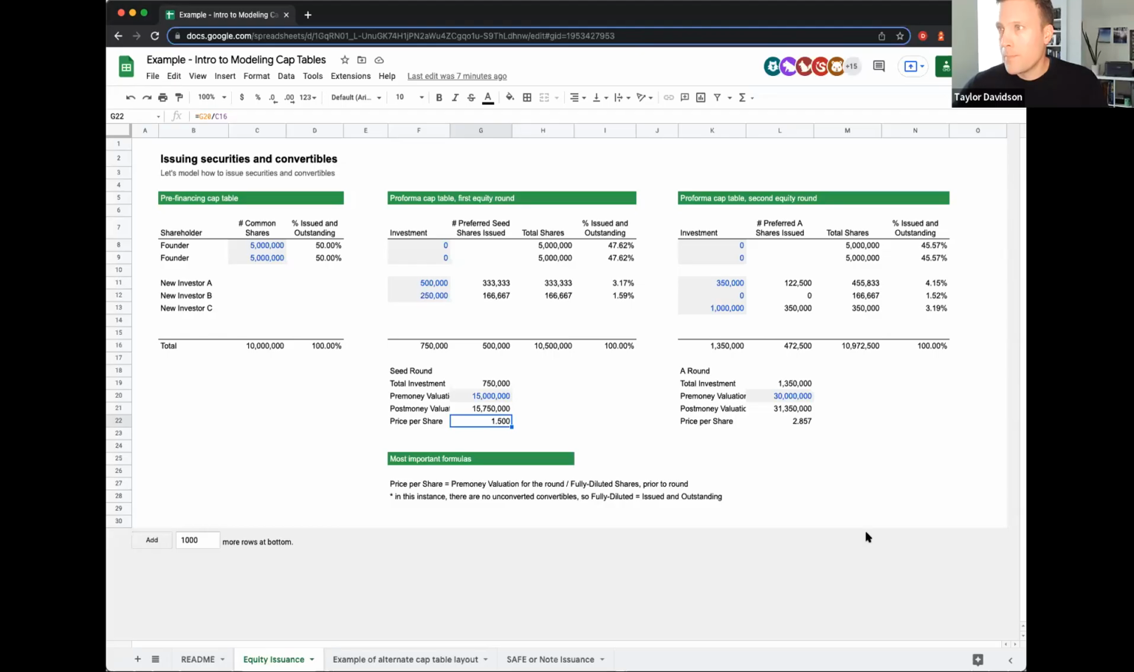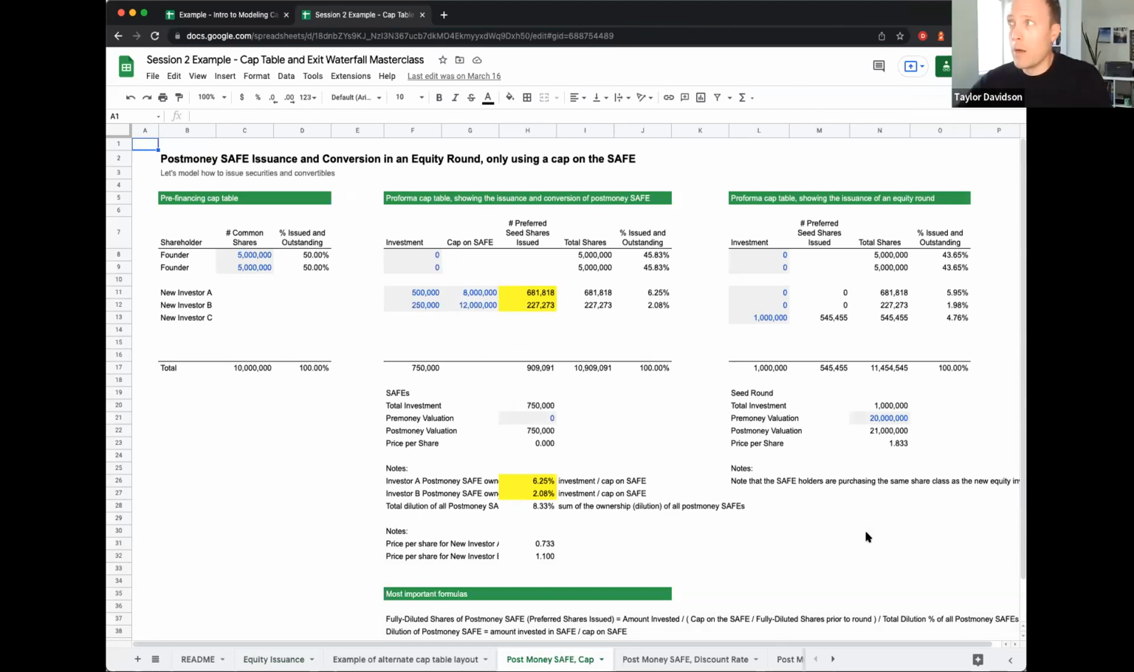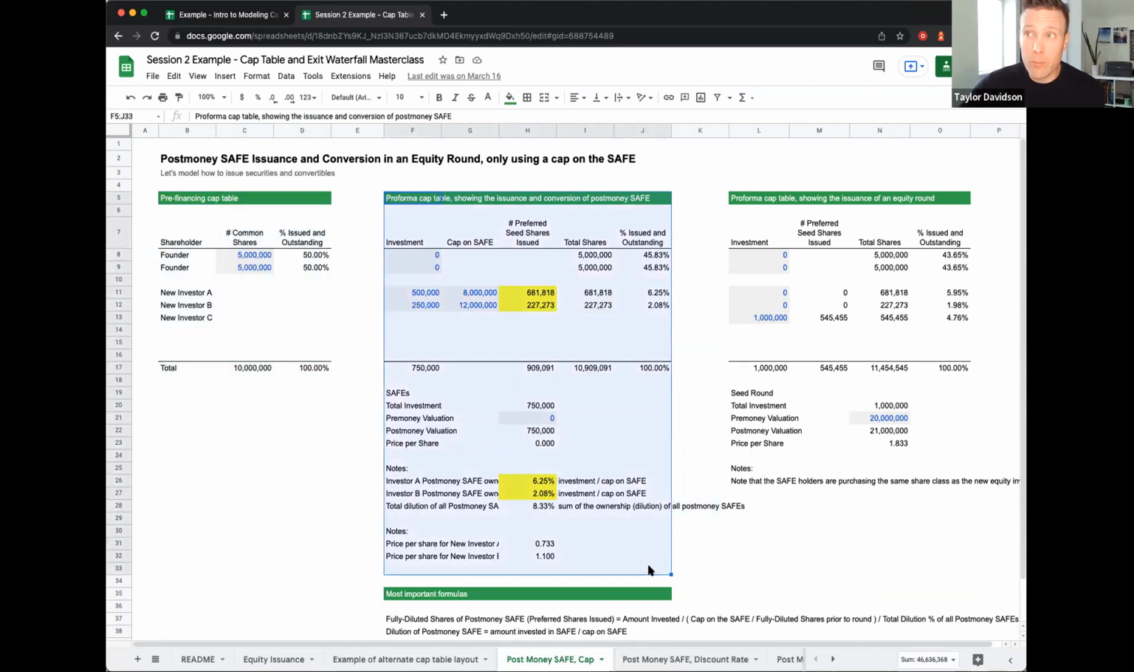So here's an example. This is from a set of examples that I use in the cap table masterclass. There's just more built into it to show how a lot of stuff works. I wanted to bring this up to answer your question specifically around price per share. Post-money is an easier one to tackle, partially because it's the same example: this pre-financing cap table, and a pro forma cap table for a post-money safe.